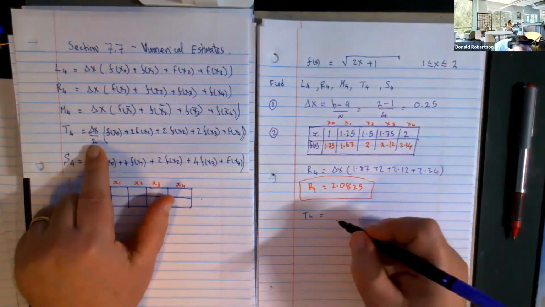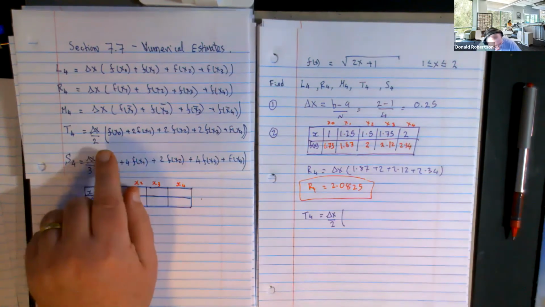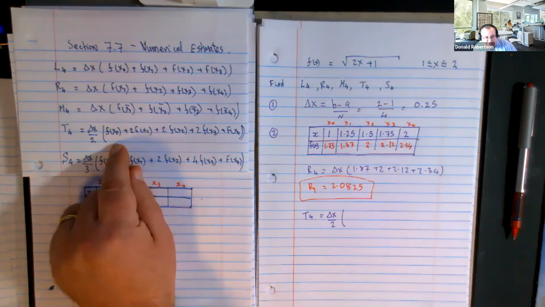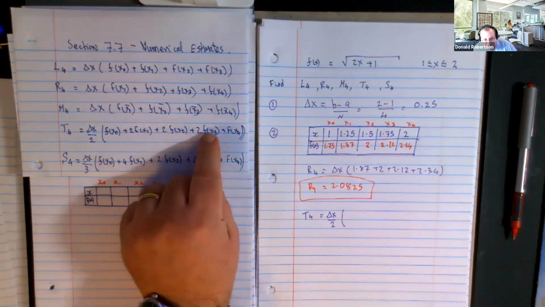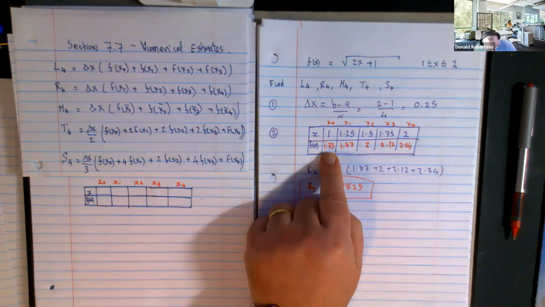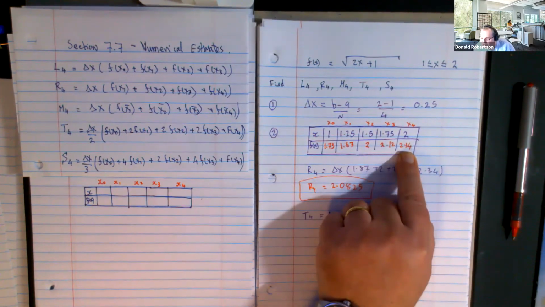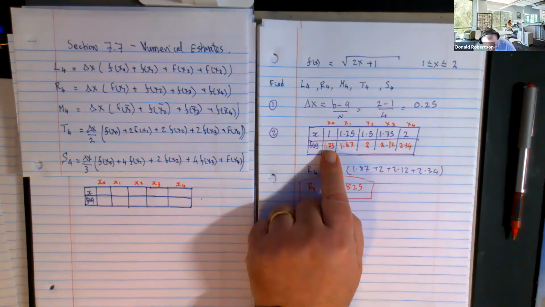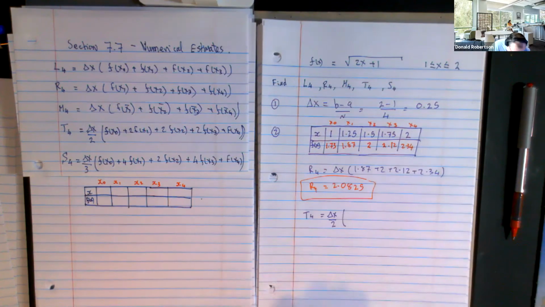Now T4 is delta x over 2. And if you look at its formula, it's the first guy, twice the second, twice the third, twice the next one, and one of the last. So it's going to be one of these, two of them, two of them, two of them, and one of those. See how that works? One of these, double that, double that, double that, and one of these. So let's see what that looks like.